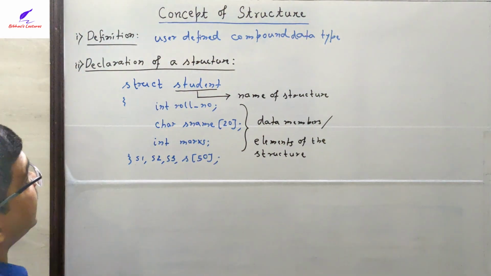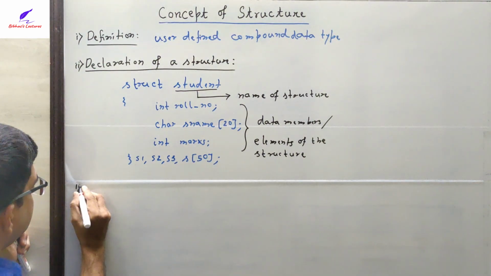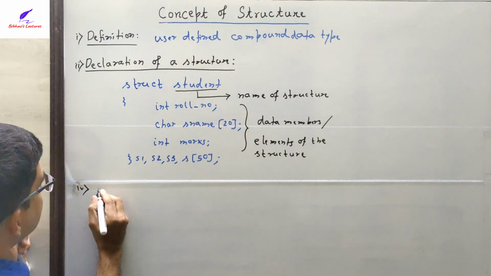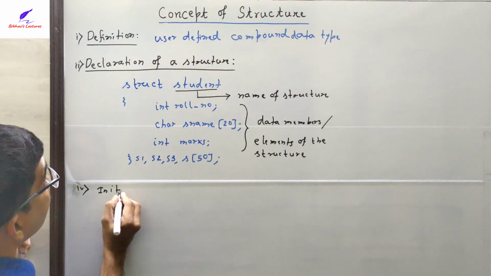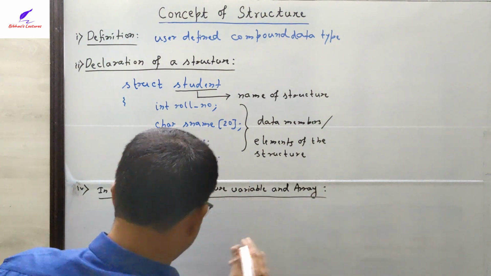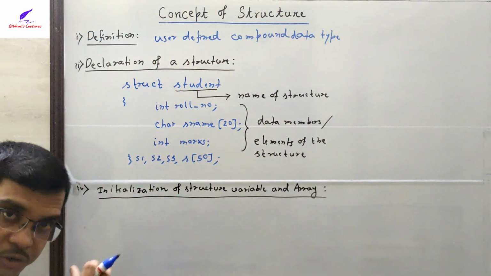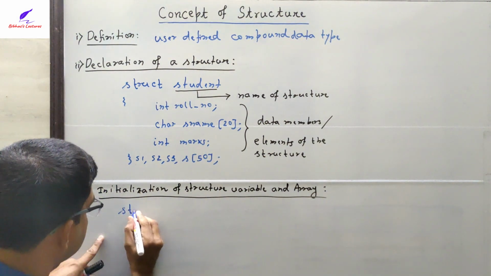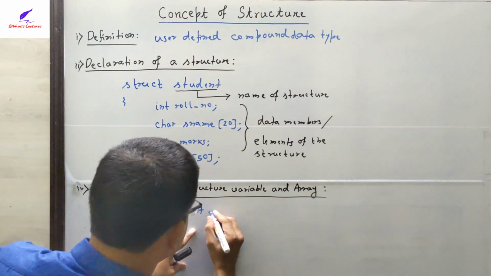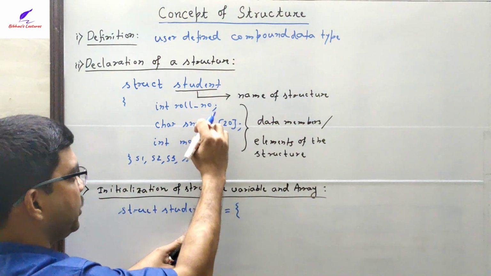Okay, now we will check how to initialize structure variables and arrays. Okay, so the next point is the initialization of a structure variable and array. Okay, now how to initialize the variables directly without taking the value from the user. So we have already declared the structure variable struct student S1. Okay, now how many fields? It has 3 fields: roll number, name, and marks.